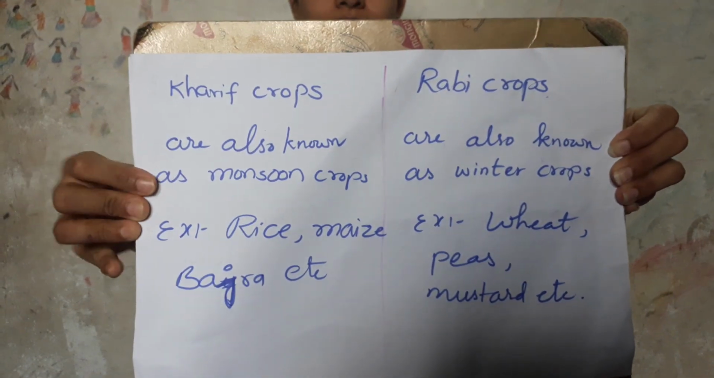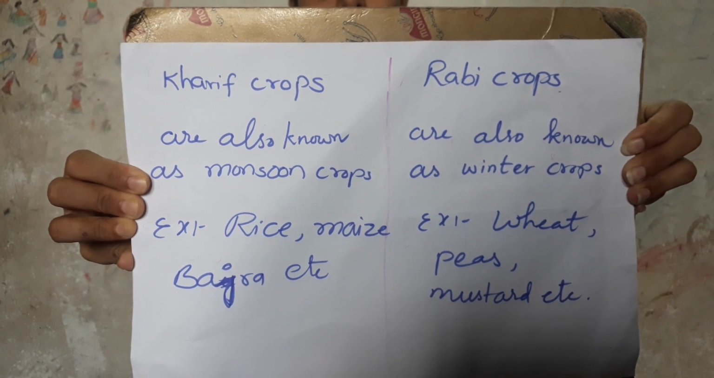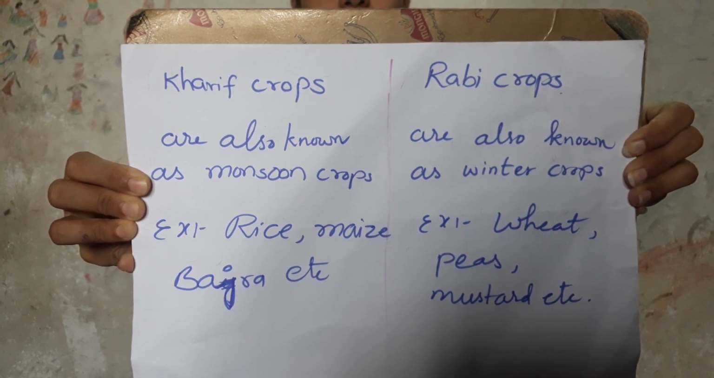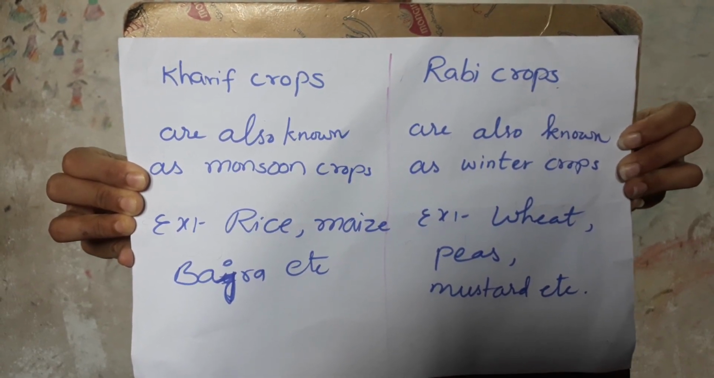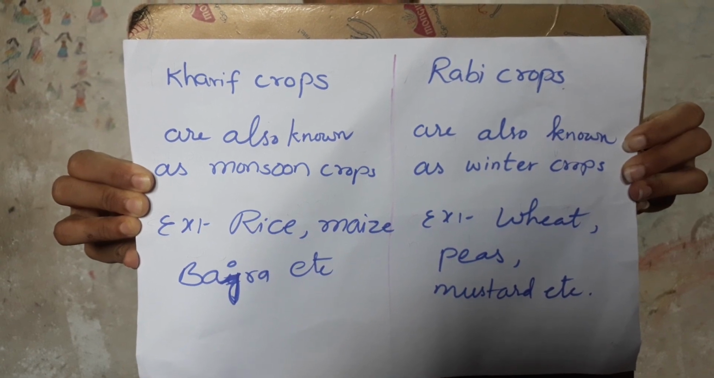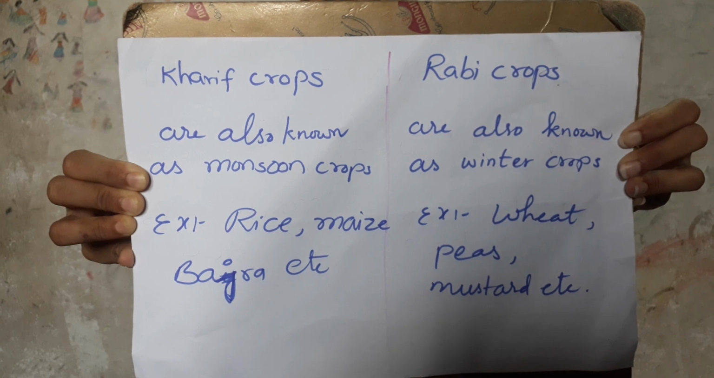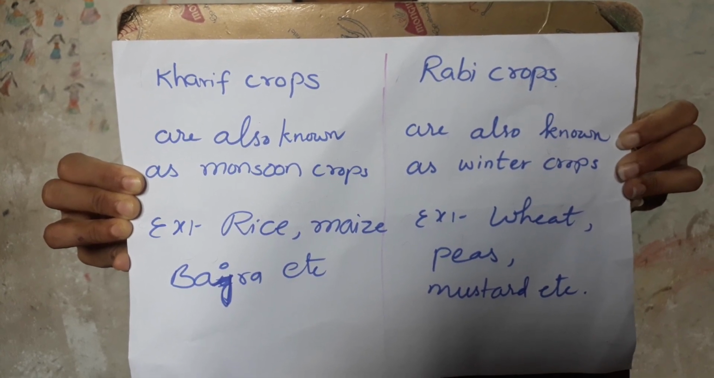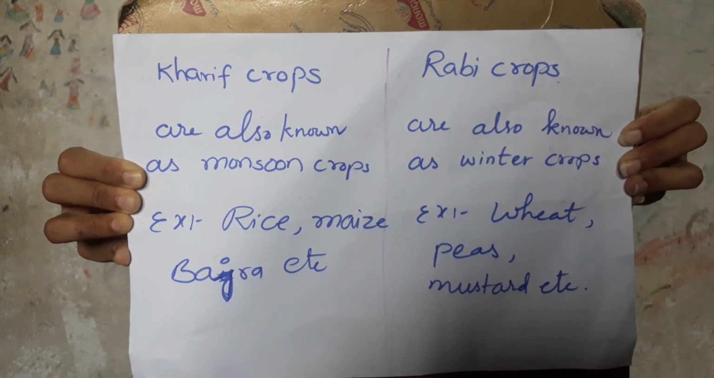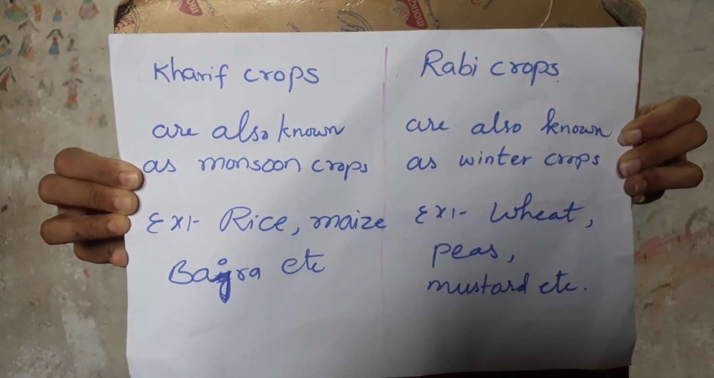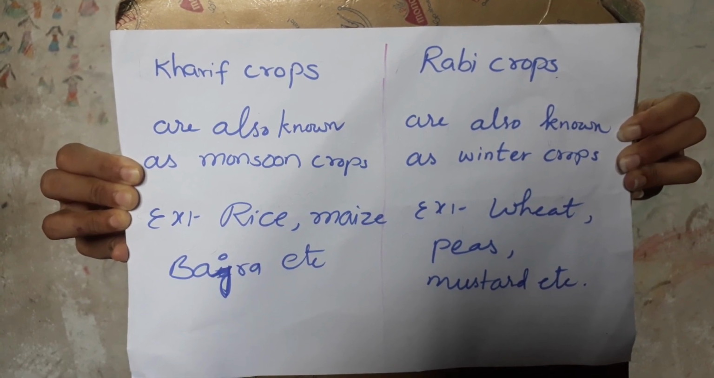First we will discuss Kharif crops. Kharif crops are also known as monsoon crops because these crops are sown at the starting of the monsoon season and harvested at the end of the monsoon season. That is why Kharif crops are also known as monsoon crops. For these Kharif crops, examples we can take are rice, maize, bajra, etc.